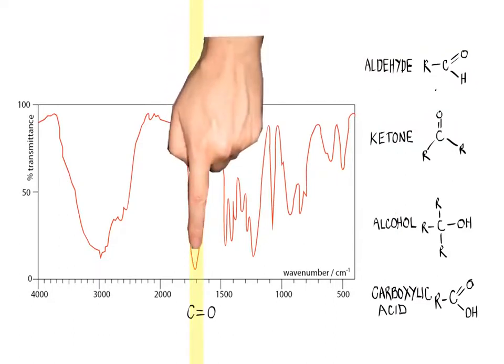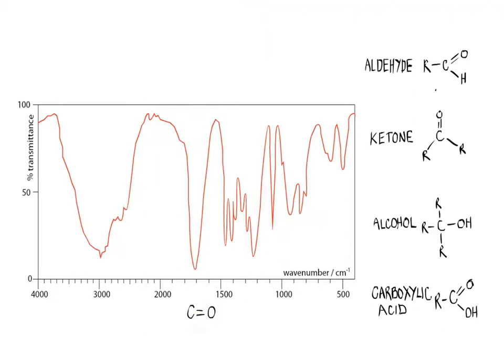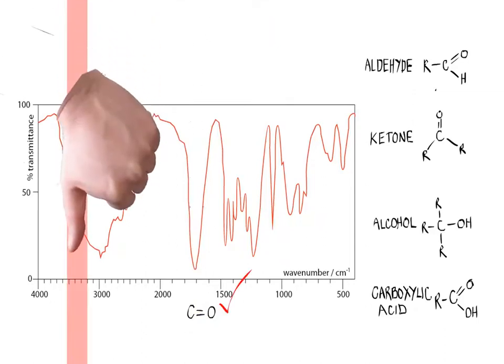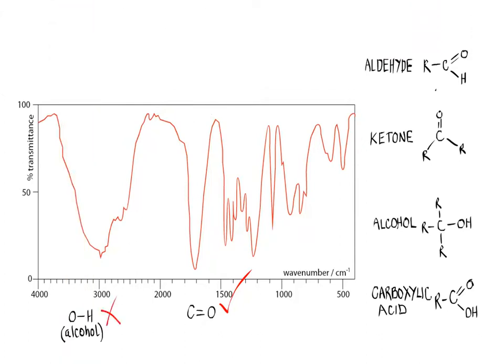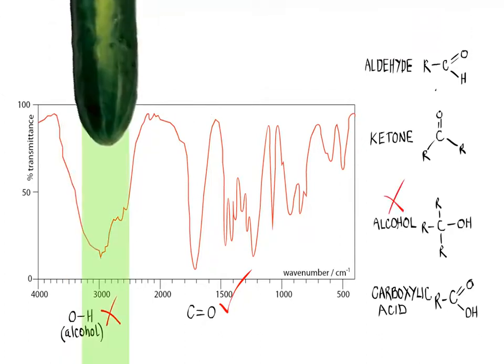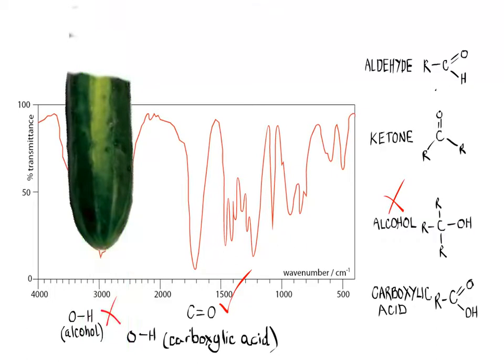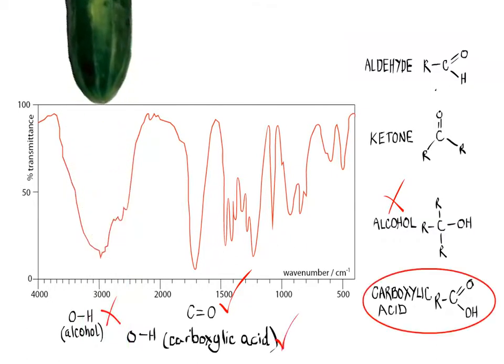It does contain the finger, so there is a C=O carbonyl group present. The peak over here is too broad for an alcoholic O-H. The cucumber peak corresponding to the peak for carboxylic acids fits, and so the compound is therefore a carboxylic acid.